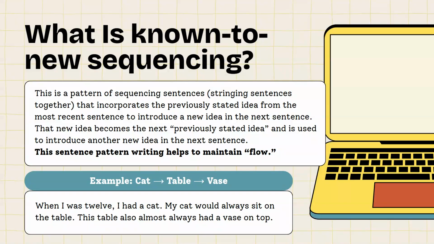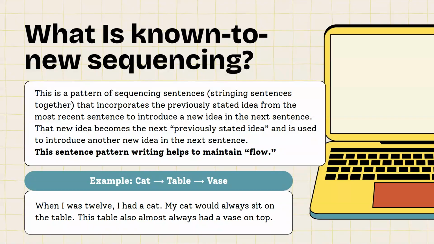The first sentence says, "When I was 12, I had a cat." Okay, when your reader reads that first sentence, they know when you were 12, you had a cat. So what is known is you had a cat. In your next sentence, you're going to start with that known fact and then present something new. So let's read the next sentence. "My cat would always sit on the table."